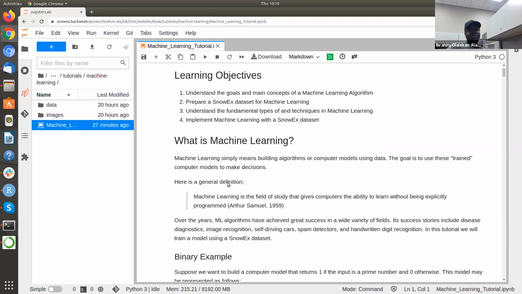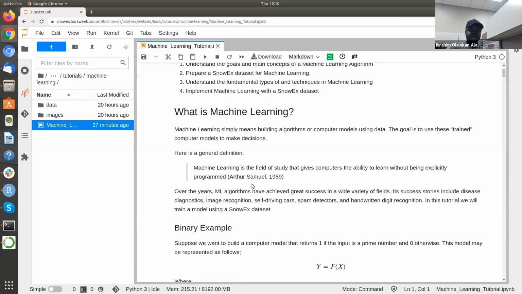And then there's a more general definition by Arthur Samuel since 1959, who says machine learning is the field of study that gives computers the ability to learn without being explicitly programmed. So in simple language, when we talk about machine learning, we really mean building models with data, and the goal of the trained models is to make decisions.